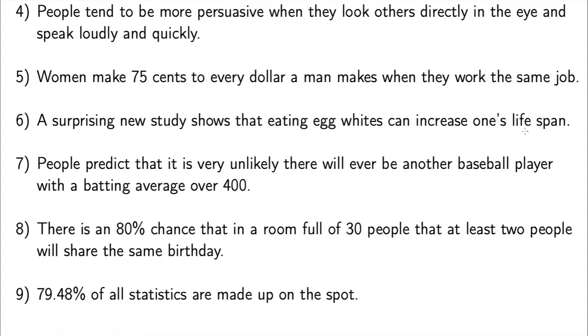People predict that it's very unlikely there will ever be another baseball player with a batting average over .400. So there's kind of two numbers going on here. There's the batting average, and then there's unlikely. So again, looking at probabilities. There's an 80% chance that in a room full of 30 people, at least 2 people will share the same birthday. And then 79.48% of all statistics are made up on the spot. So these are all numerical claims of some type, and we're not saying that they're true or false. These are just examples of claims.